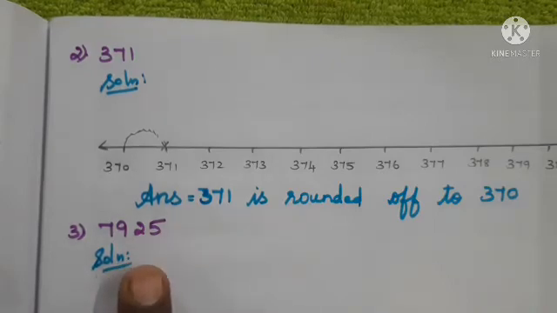7925 will lie between which two tens values? Nearest tens. Yes, it lies between 7920 and 7930. Okay, so 7925 lies between 7920 and 7930.